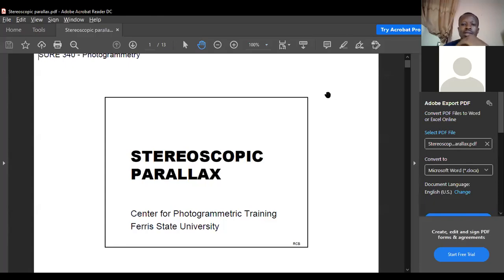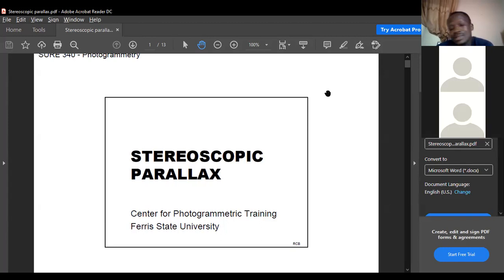I want to ask you again, what is parallax? I think we talked about stereoscopic viewing, but did we talk about parallax? I don't think we did, right? Okay, so we are going to talk about stereoscopic parallax. But before we talk about stereoscopic parallax, let's talk about what parallax itself is.